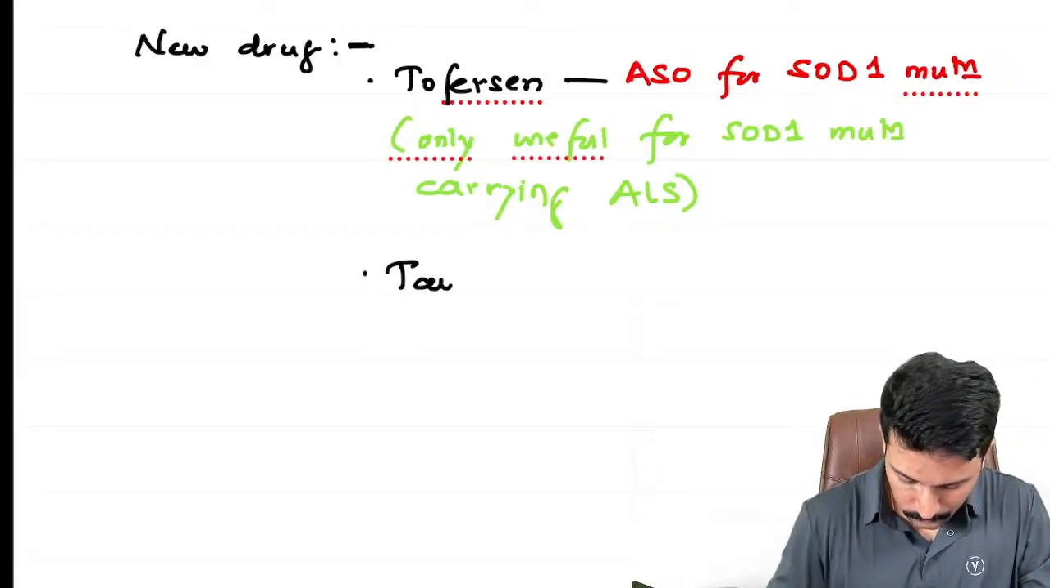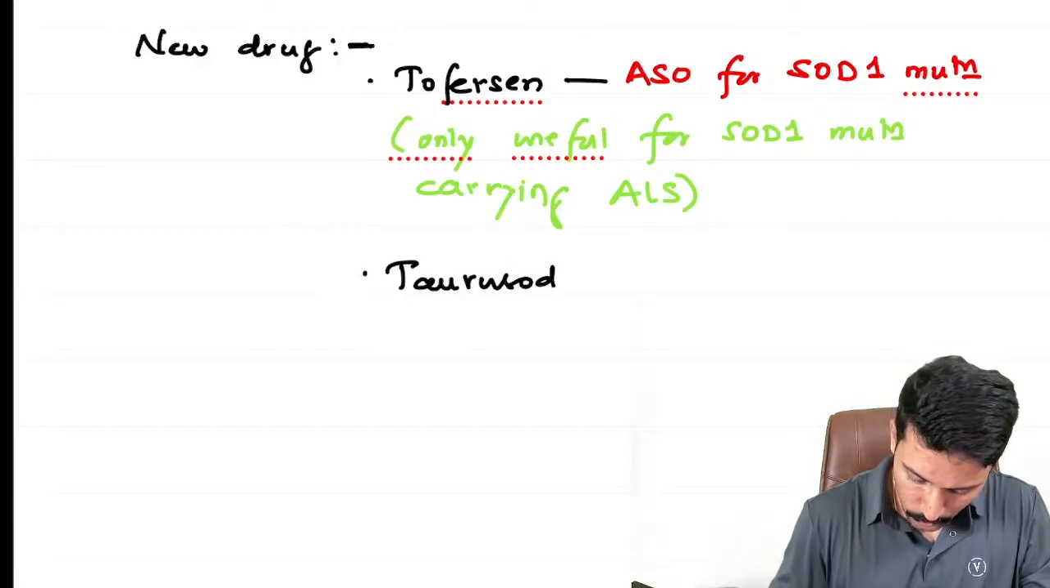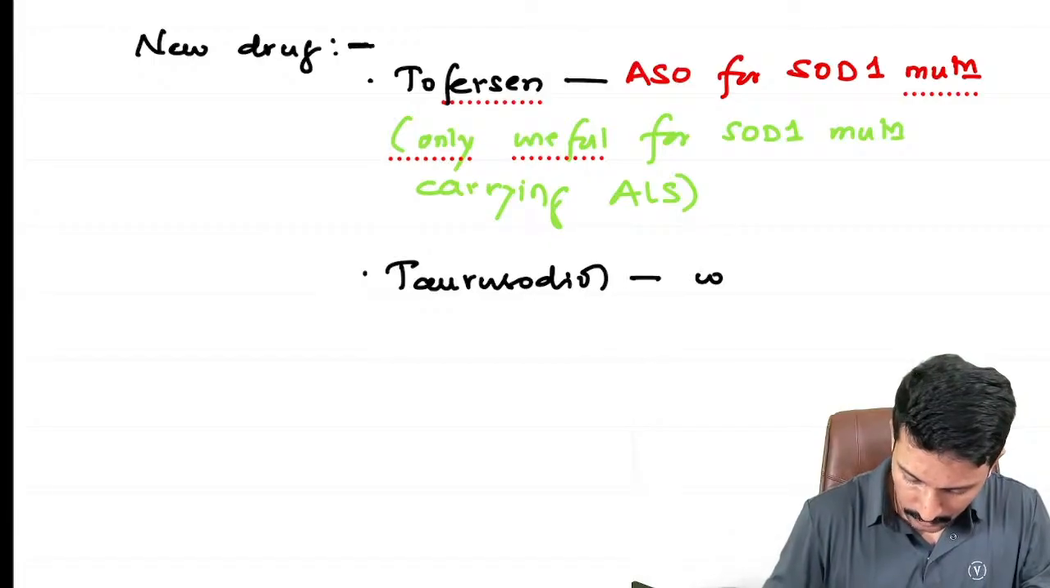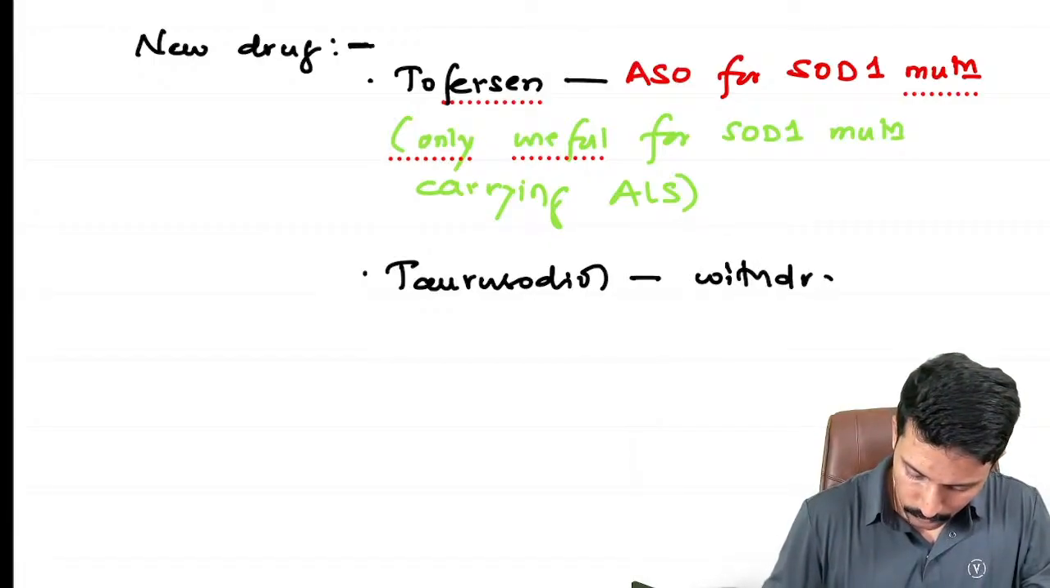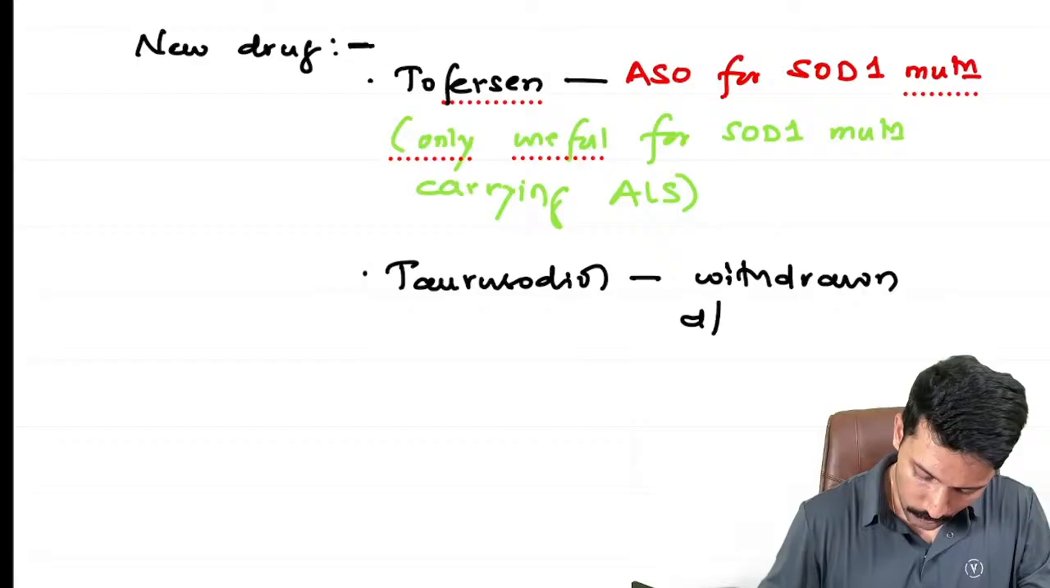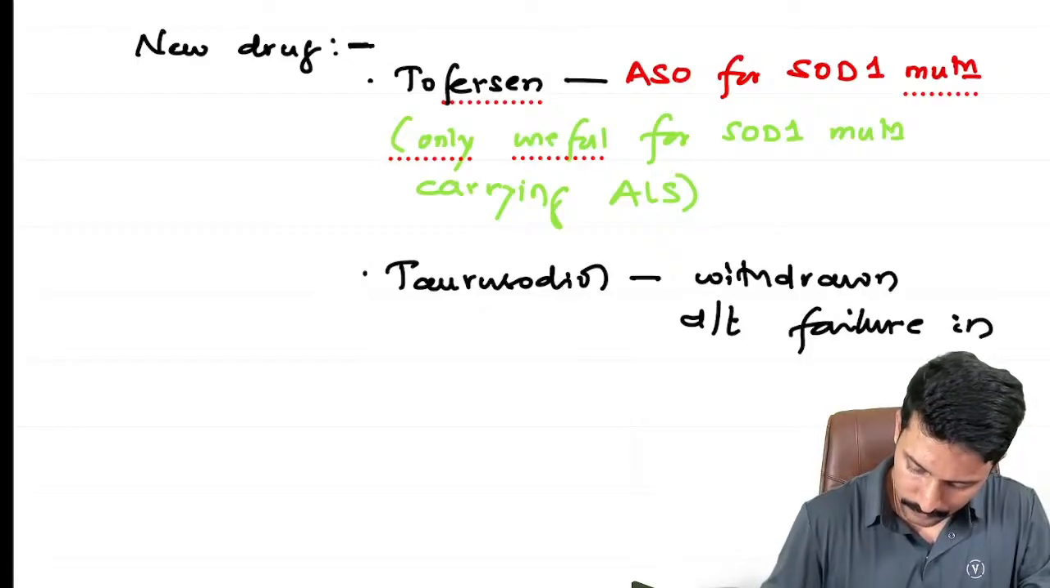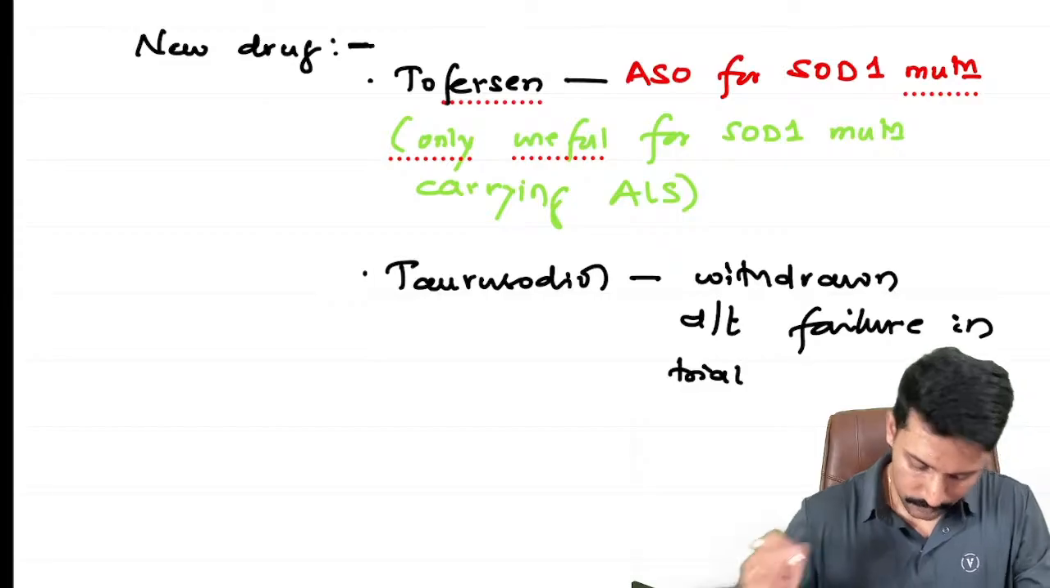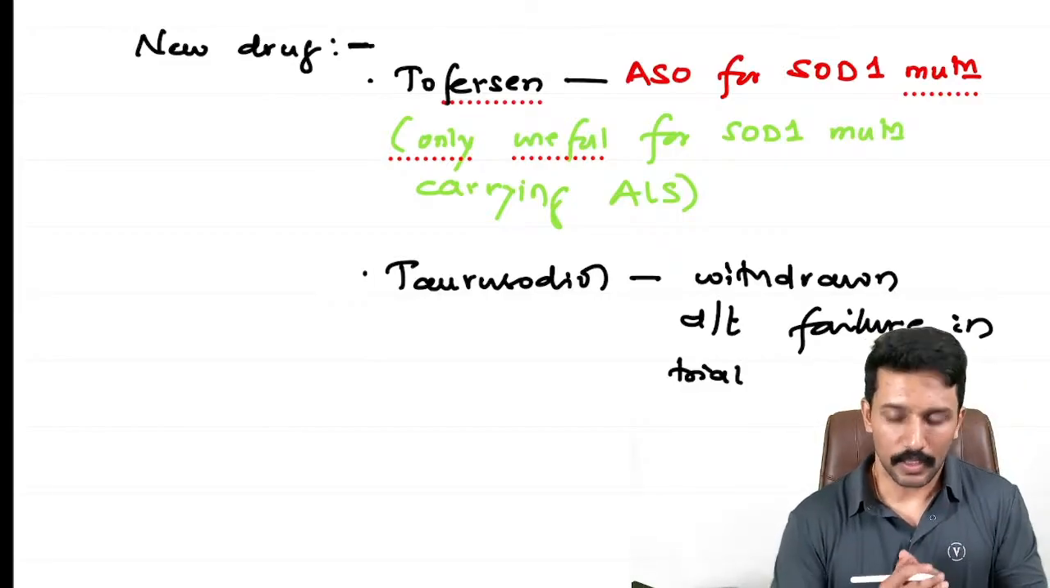And torosodiol, another drug, withdrawn due to failure in trial. That's about the ALS, right?